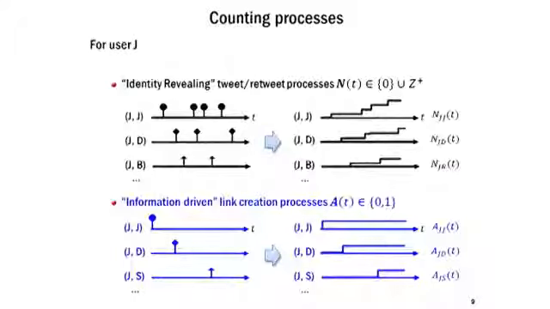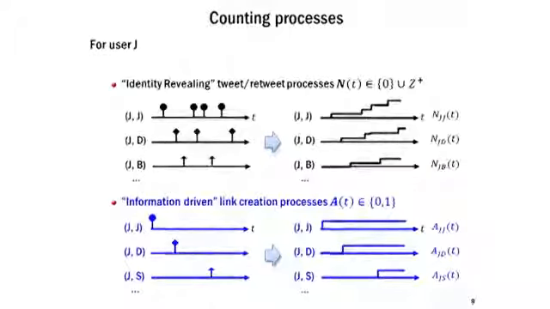We call these retweeting processes identity revealing, in the sense that each one of these timelines corresponds to one source, so it keeps the identity of the source. Similarly, we can also model the link creation as a counting process A. But in this particular counting process for the link, the value is just 0 or 1. It's driven by the information diffusion process.